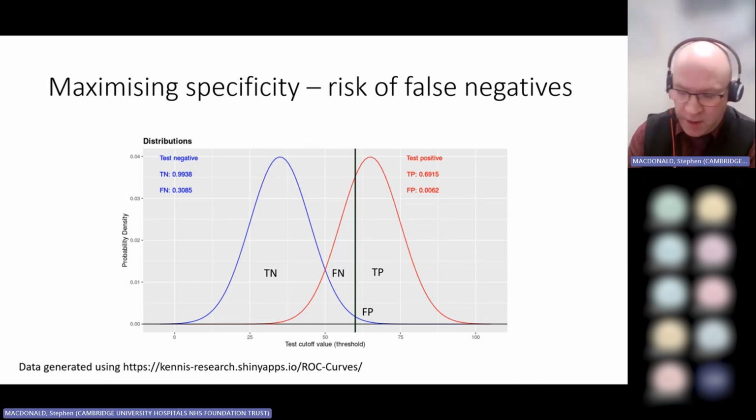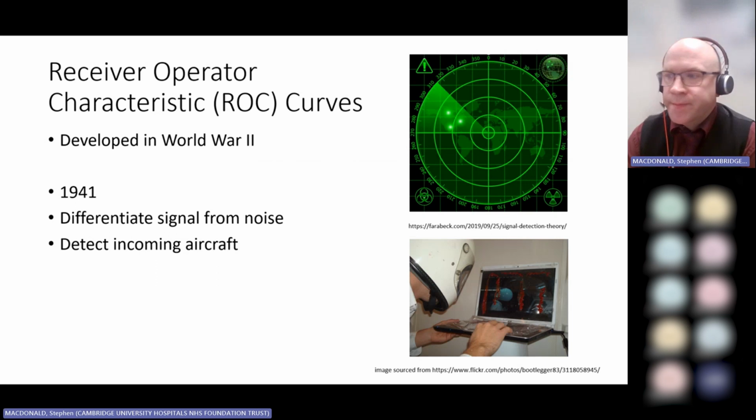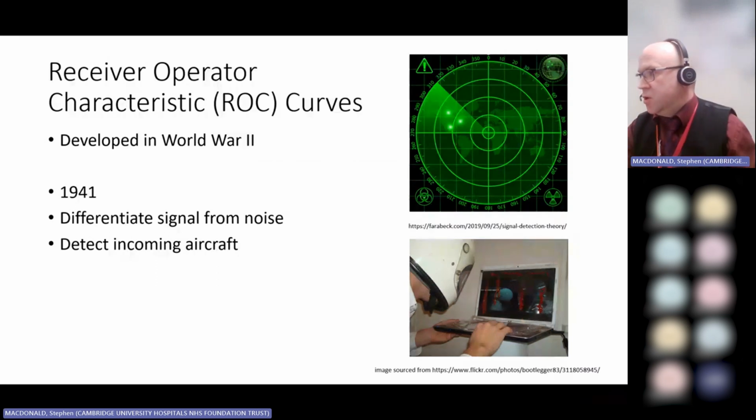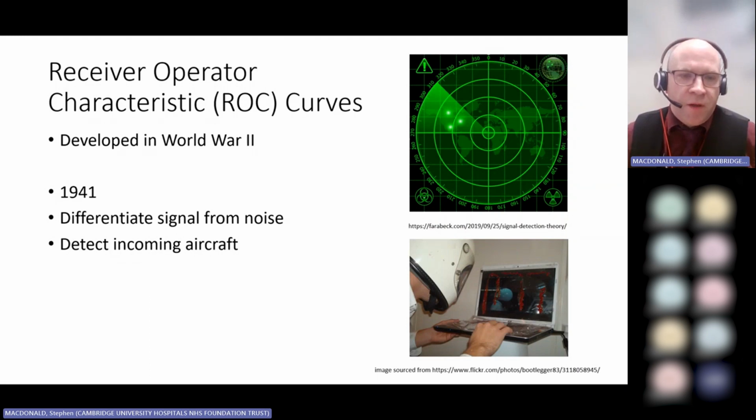And the answer, funnily enough, comes from World War II. So there's a bit of a tangent to go off on. It was recognised, particularly after the attacks on Pearl Harbor, that early warning systems for attacks on naval systems were not adequate. And radar systems were having to be developed to try and detect incoming aircraft.